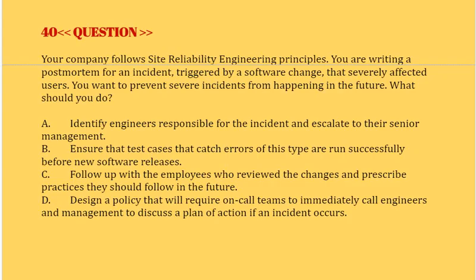Option A. Identify engineers responsible for the incident and escalate to their senior management. Option B. Ensure that test cases that catch errors of this type are run successfully before new software releases. Option C. Follow up with the employees who reviewed the changes and prescribe practices they should follow in the future. Option D. Design a policy that will require on-call teams to immediately call engineers and management to discuss a plan of action if an incident occurs.